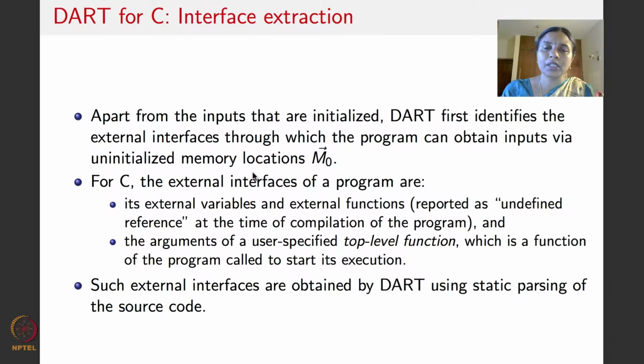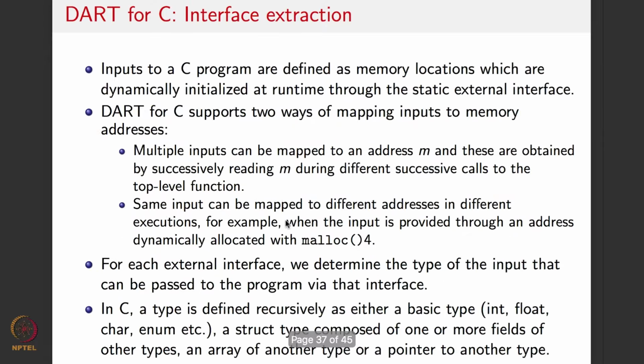For a program written in C, typical interfaces could be its external variables, its external functions, or arguments of a user specified top level function, which is the function of the program to call to start its execution. It could be any of these kinds. These external interfaces are obtained by DART by statically parsing the code of the C program. Now, after it parses the code, how does it extract the interfaces? The interface extraction happens as follows.